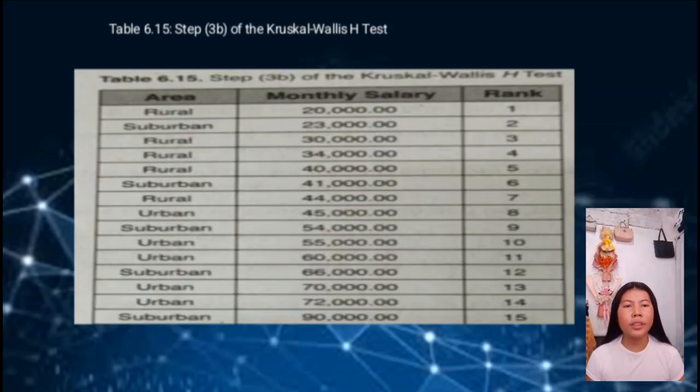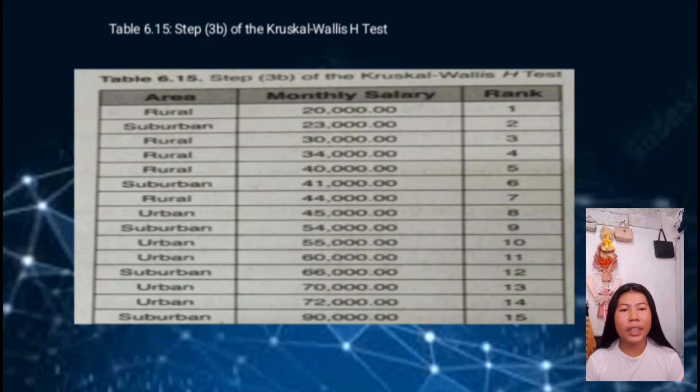Next is table 6.15. This table shows step 3B of the Kruskal-Wallis H test. It is one of the statistical tests that we need to compare the difference between the three groups. In this analysis, the groups are defined by location. So this is the process that we see in the table.